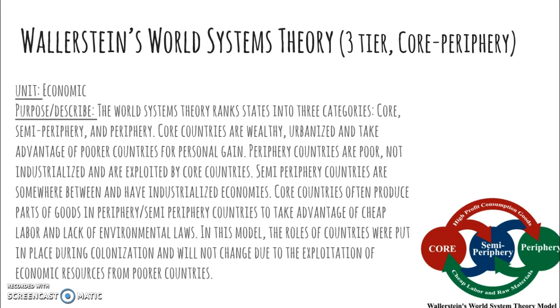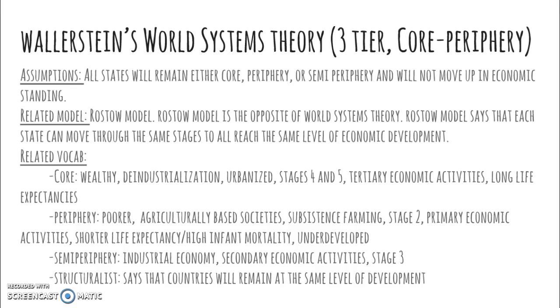And in this model, the roles of countries that were put in place during colonization will not change due to the exploitation of economic resources in poor countries, which prevents them from developing further. It assumes that all states will remain core, periphery, or semi-periphery and will not move up in economic standing. The Rostow model is related because it is the opposite of the World Systems Theory. It says that states can move up in the economic ranks.